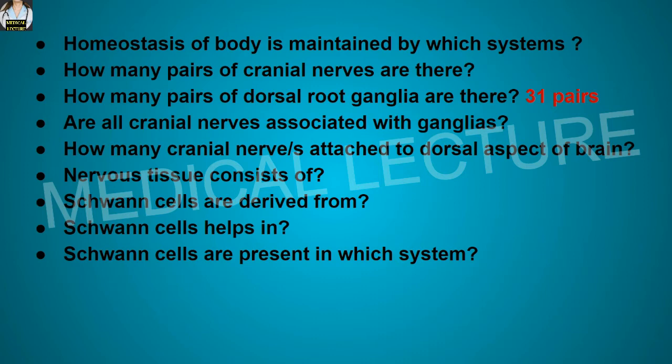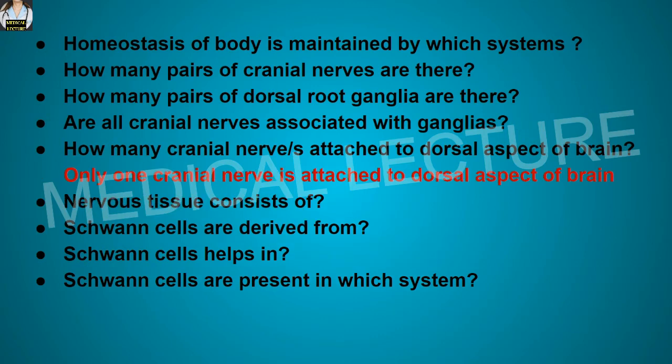Are all cranial nerves associated with ganglia? No. How many cranial nerves are attached to the dorsal aspect of the brain? Only one cranial nerve is attached to the dorsal aspect of the brain, and it is cranial nerve number 4, that is the trochlear nerve.